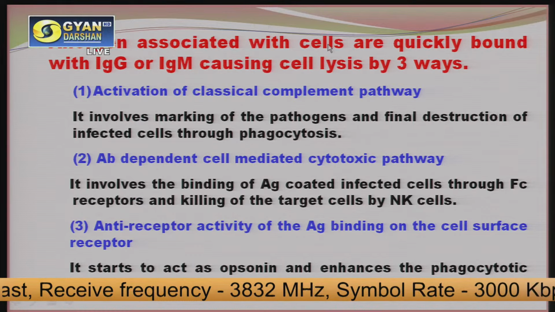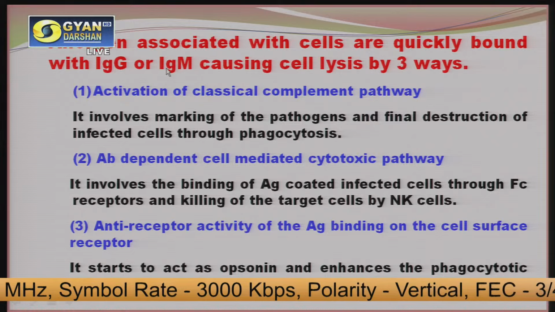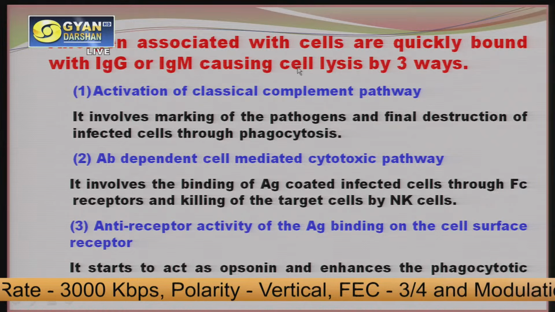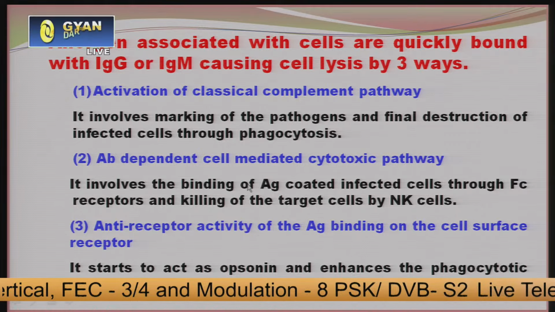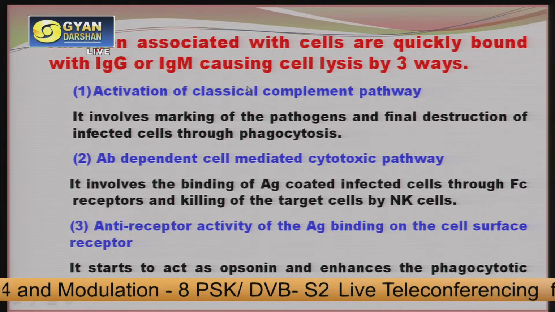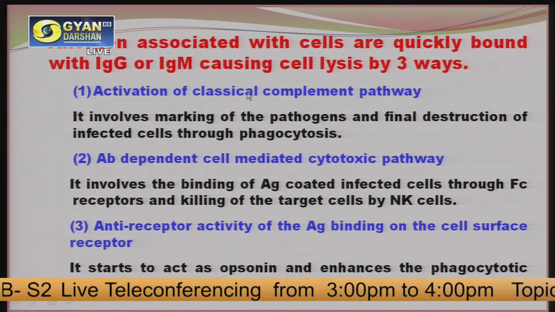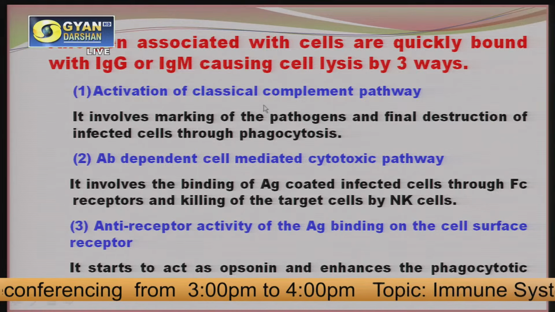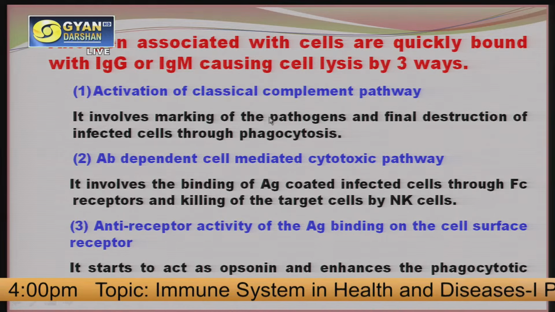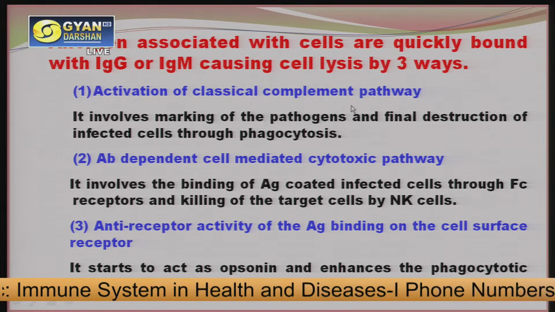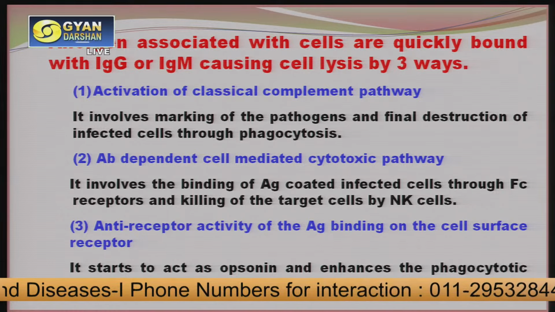The allergen associated with the cell is quickly bound by IgM and IgG, causing cell lysis in three ways. So there are three ways cell lysis will occur in type 2 hypersensitivity. The first one is the activation of the classical complement pathway. In this case, the classical complement pathway is activated. It involves the marking of the pathogen and the final destruction of the infected cell through phagocytosis.